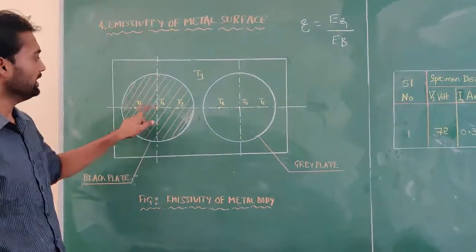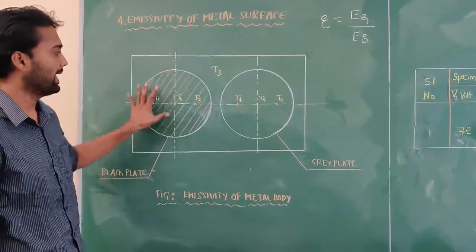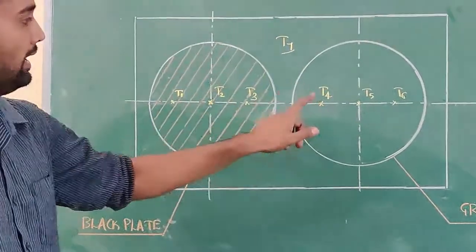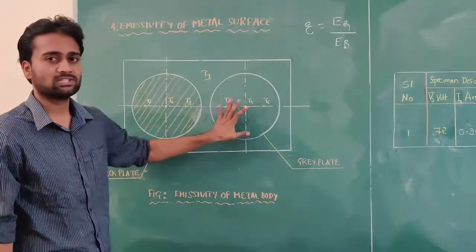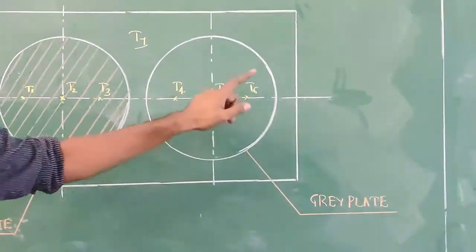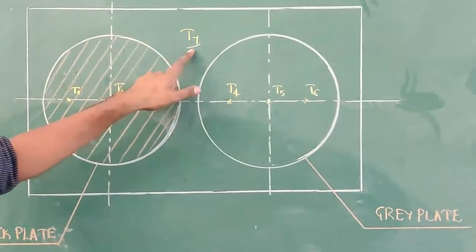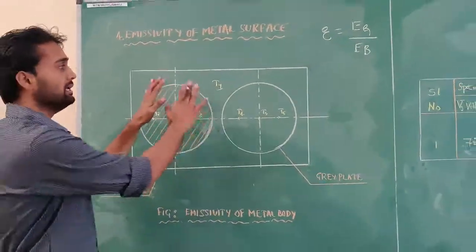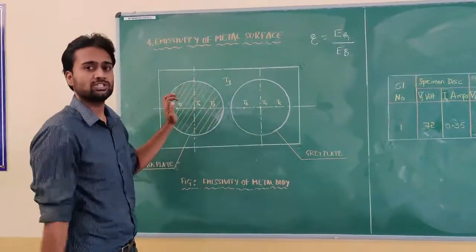Three different thermocouples are placed on the black surface. Those temperatures are T1, T2 and T3. Three more thermocouples are placed on the test surface, which is the grey surface. The temperatures are T4, T5 and T6. And T7 is the ambient temperature. Ambient, in the sense, is the ambience inside the enclosed chamber.